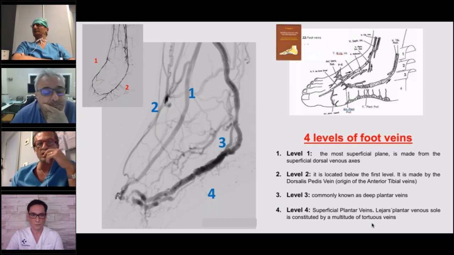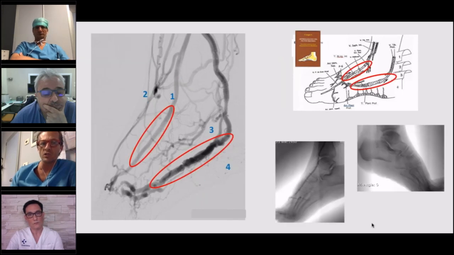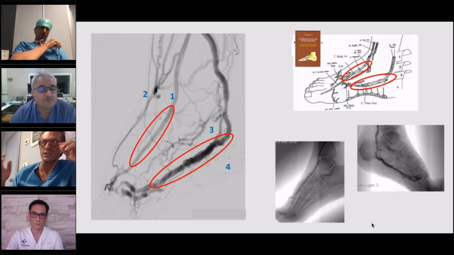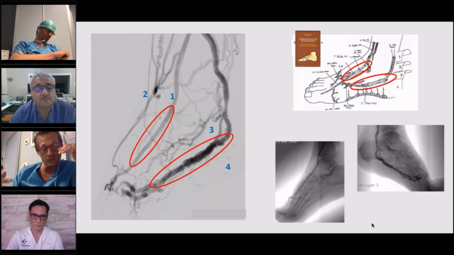In the vein we have 4 different levels: 2 dorsal, superficial and deep, and 2 plantar, superficial and deep. The most important levels are the superficial dorsal, which through the medial marginal vein constitutes the great saphenous vein, and the deep plantar. The deep plantar constitutes the posterior tibial vein, as you can see in this venogram.